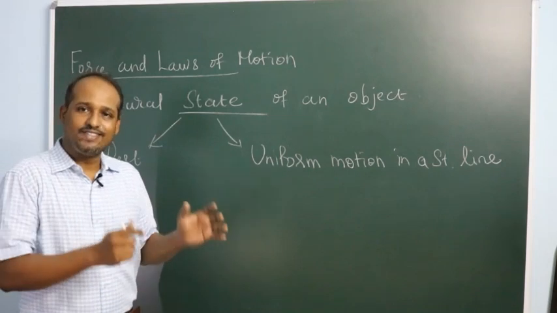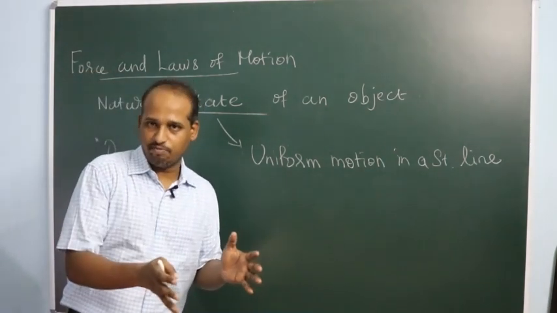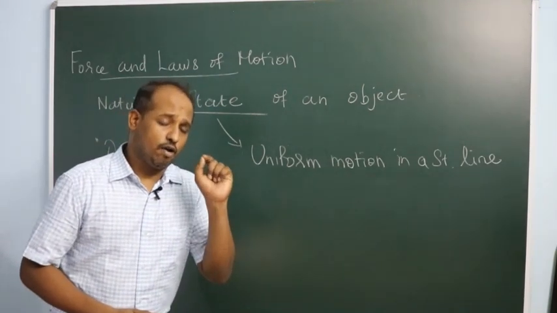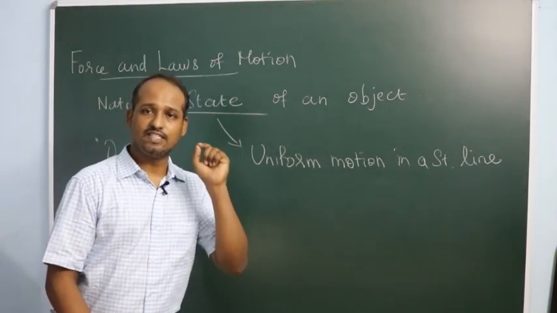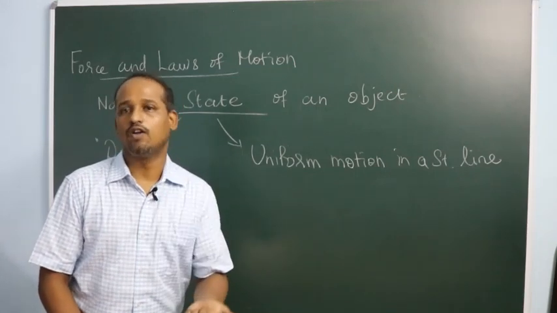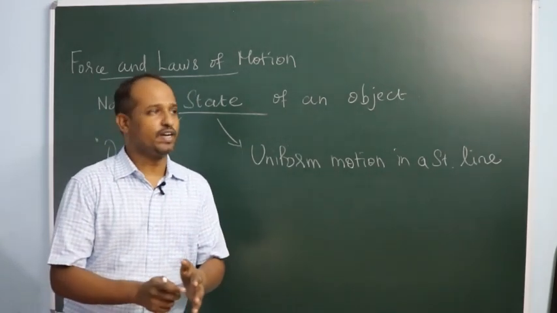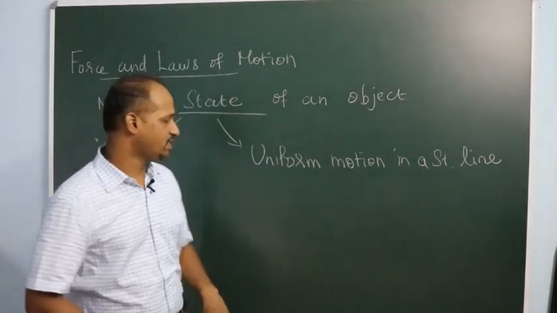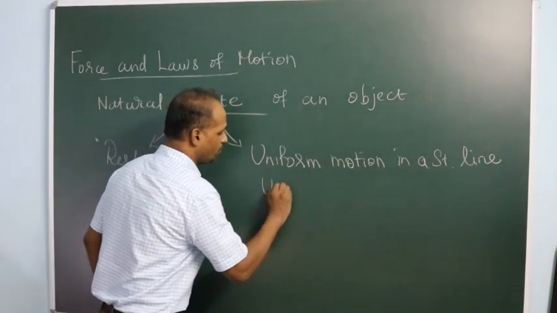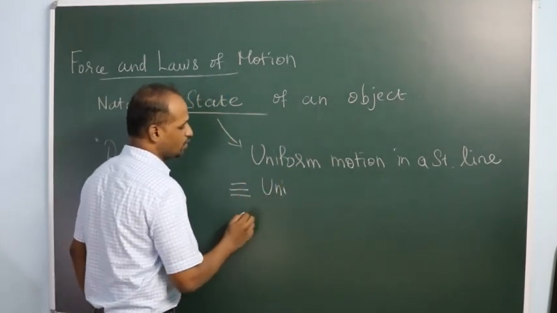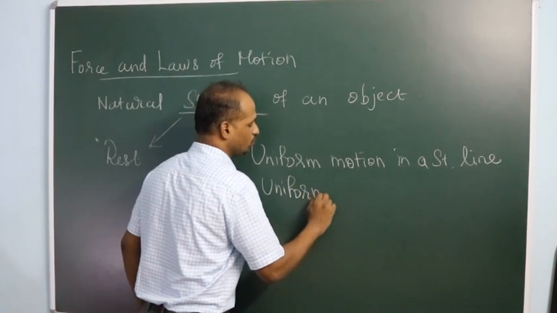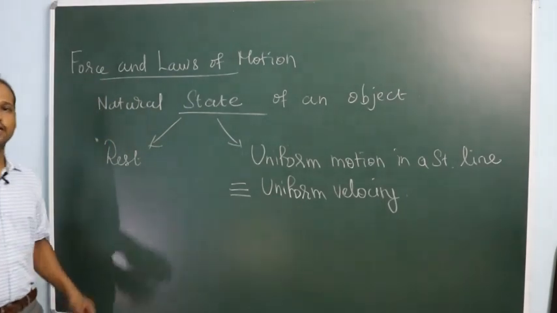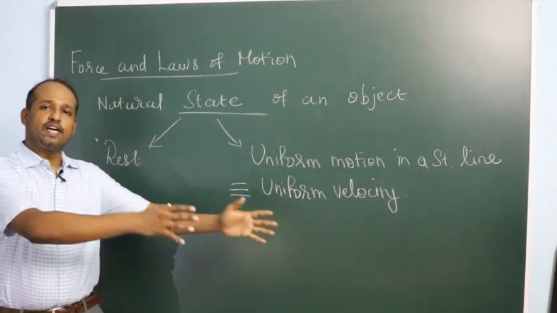Last chapter we said that an object going with a particular speed that does not change, we called uniform motion. An object moving in the same direction with the same speed, we called uniform velocity. Velocity is a vector quantity. Here, uniform motion in a straight line, this long sentence, can be put in a simple word: uniform velocity. Uniform velocity means the object goes in a straight line without changing its speed.